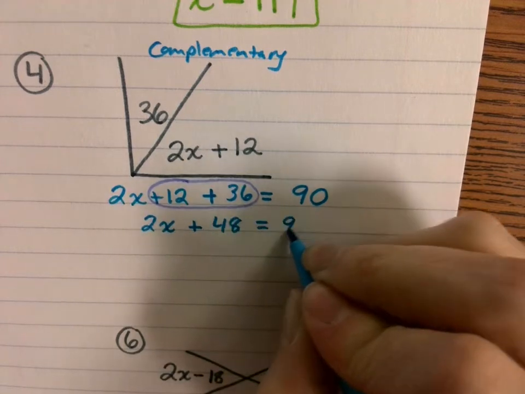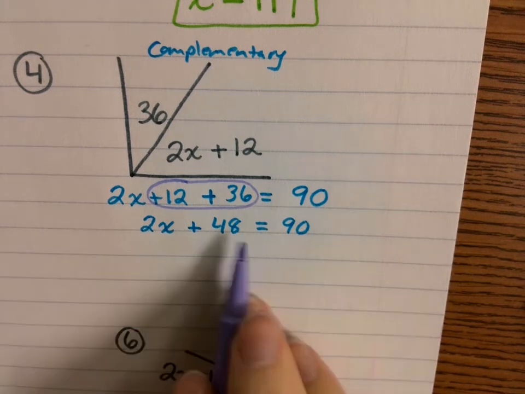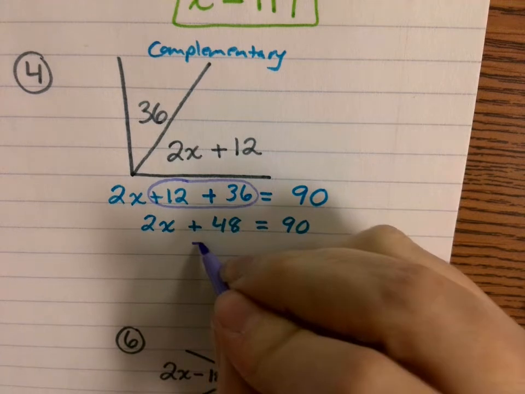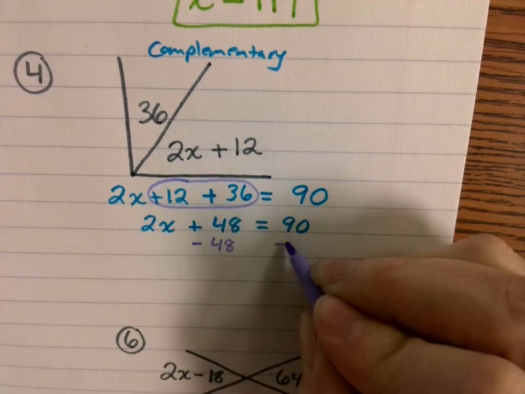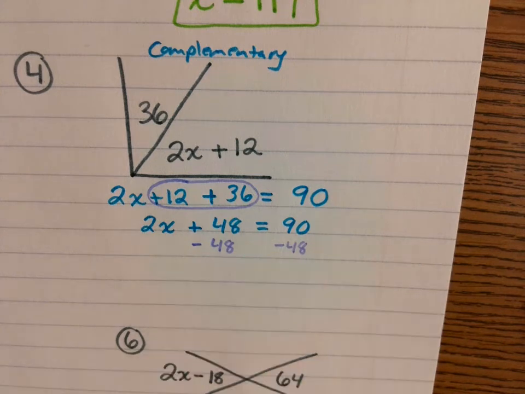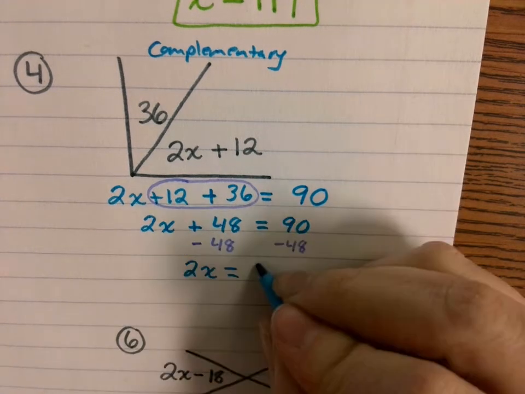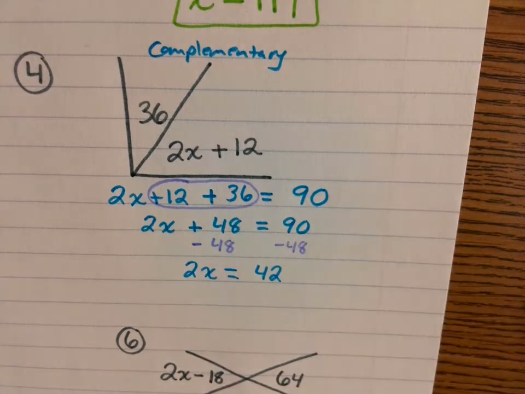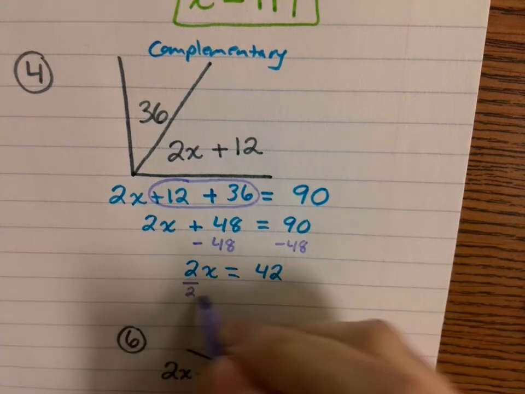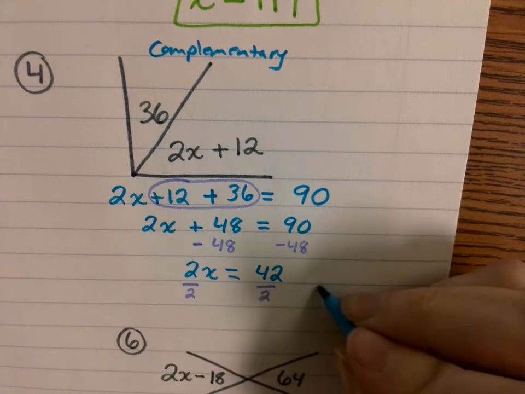Then I start doing my inverse operations. The first thing that you have to do when solving a two-step equation is to subtract the constant from both sides. So we're going to subtract 48 from 90. 2x is now going to be set equal to 42. Our last step is to then divide both sides by 2, and we'll have x isolated. X will be equal to 21.